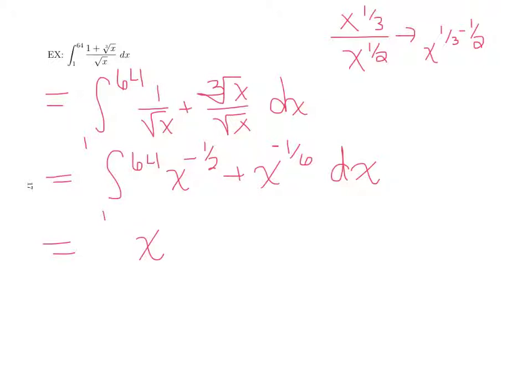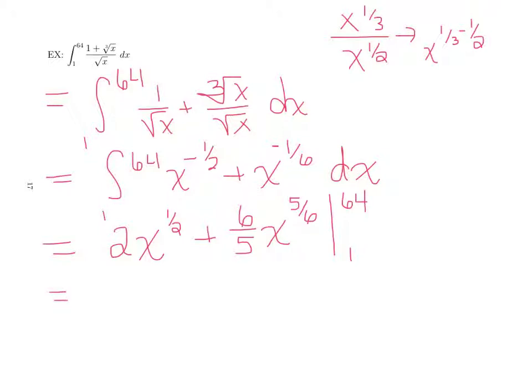Remember, it's x, and I want to add 1 to this exponent, so that becomes positive 1/2. If I divide by that new exponent, dividing by 1/2 is the same as multiplying by 2. And then similarly here, if I take x and add 1, I'm going to get 5/6. If I divide by that new exponent, 1 over 5/6 is the same as 6/5. And I want to evaluate that from 1 to 64.